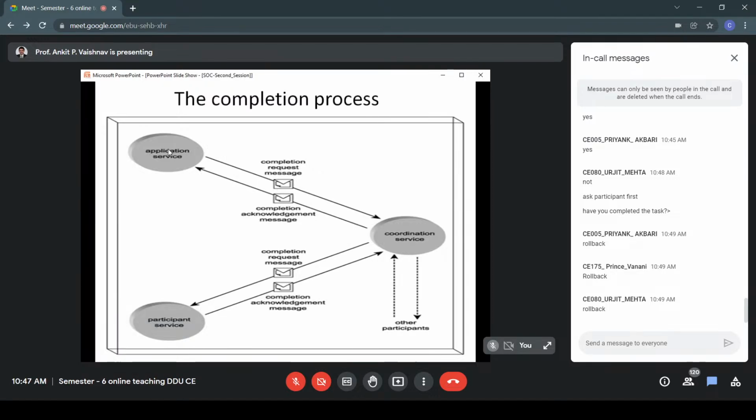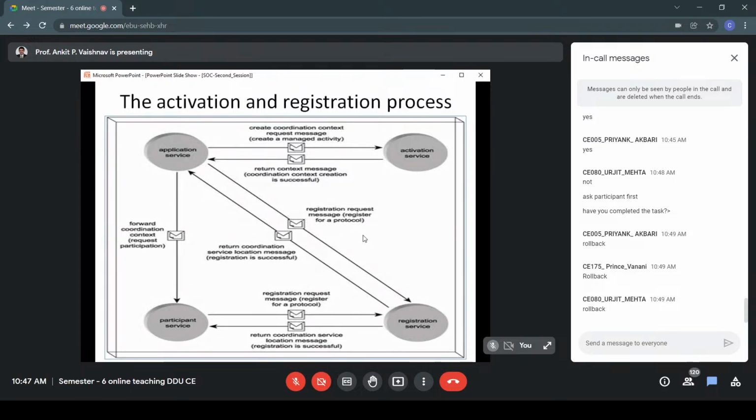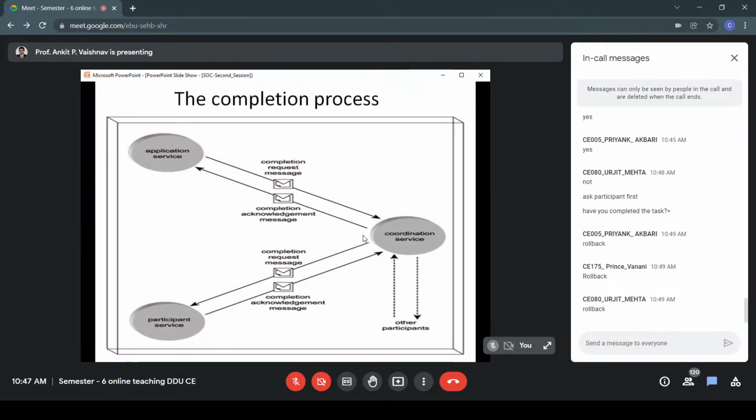Okay. So although it is drawn as a simple request response, but the final response will be sent after some period of time. Is that point clear to all? Right. So we have to wait for the feedback collection. Okay. So are we all clear with activation registration process and what is completion process?